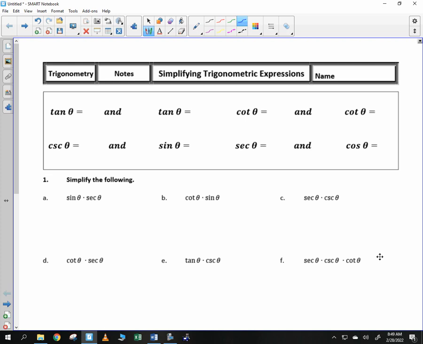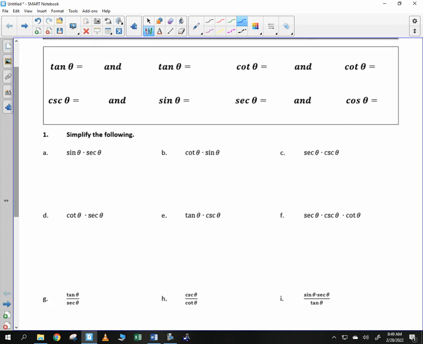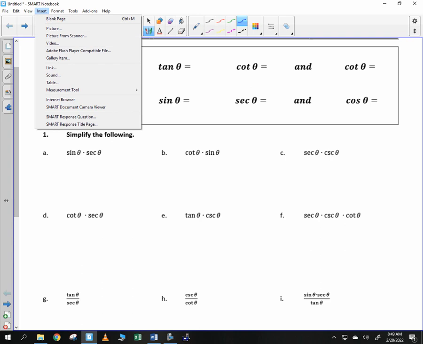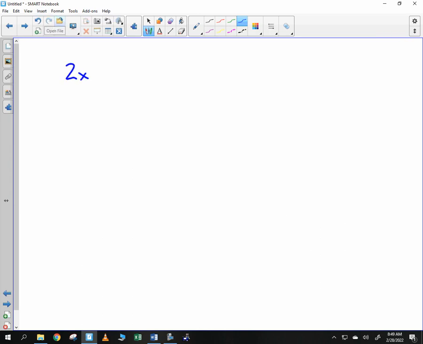Okay, so our goal is to simplify trigonometric expressions. As we look at the first one, it says, what is sine of theta times secant of theta? You're going to learn a couple new things, but this simplifies, kind of like if I had 2x divided by 6x squared, what would that simplify to? Excellent, 1 over 3x, good job.